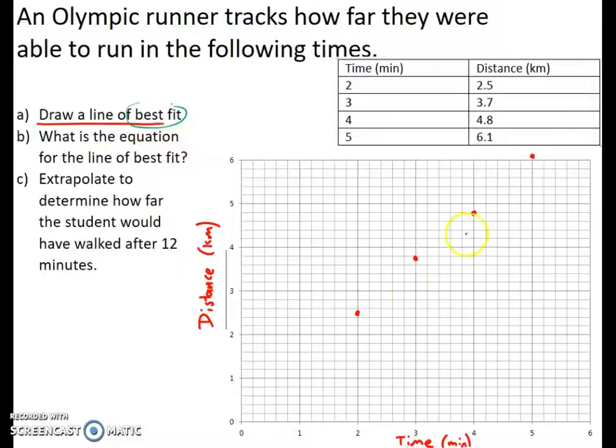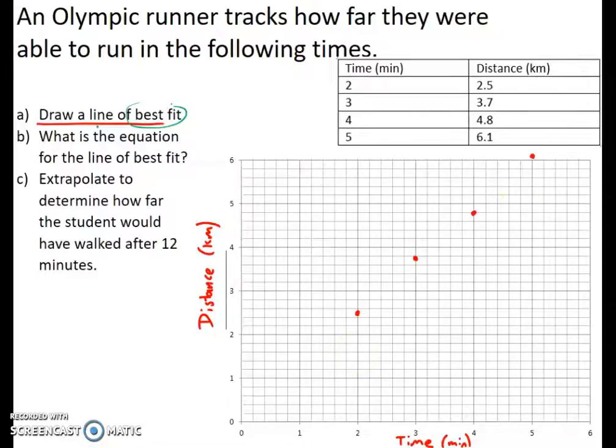So generally you want roughly the same number of points on either side of that line. So in this case we've got 4 points. So if we can have 2 on either side of that line, that would be ideal. The line does not have to touch the points, but if it does, there's nothing wrong with that.